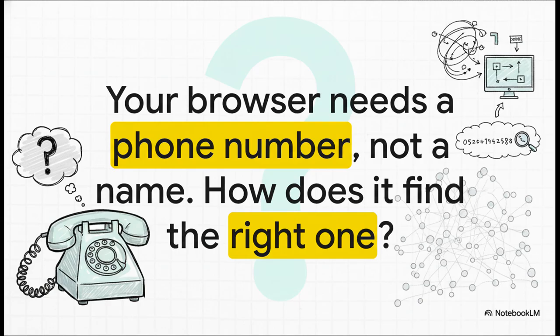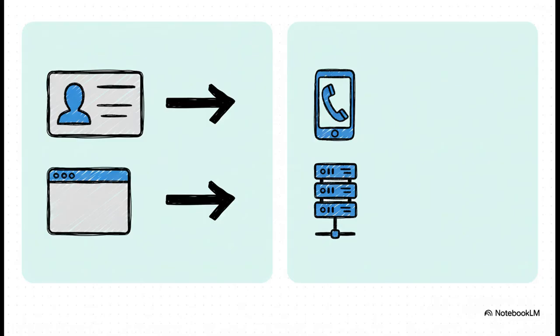It's kind of like I gave you an old rotary phone and said, hey, call Bernard. You know his name, sure, but you probably don't have his number memorized, right? Well, your browser has the exact same problem. So how in the world does it find the one correct phone number out of the billions that are online? And that's exactly what's happening here.